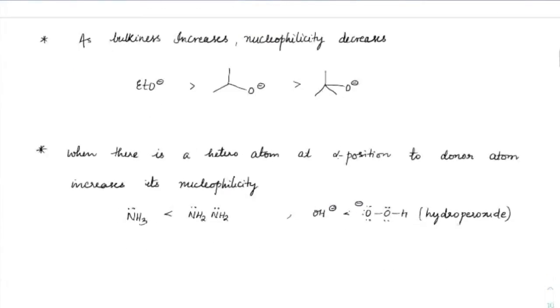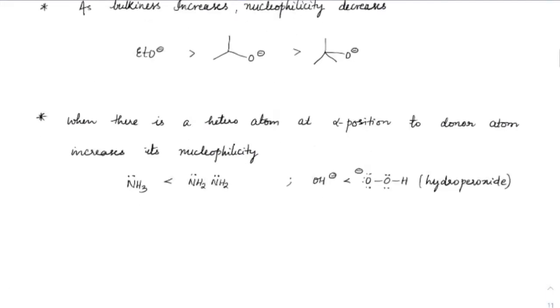Next, another point you can emphasize here about nucleophilicity is bulkiness. If the bulkiness increases, nucleophilicity will decrease. So you can see the primary alkoxide compared to the secondary alkoxide or tertiary alkoxide, the primary would have more nucleophilicity. Okay.